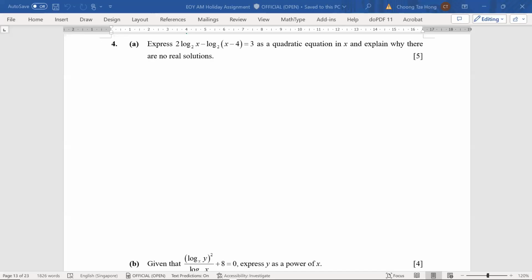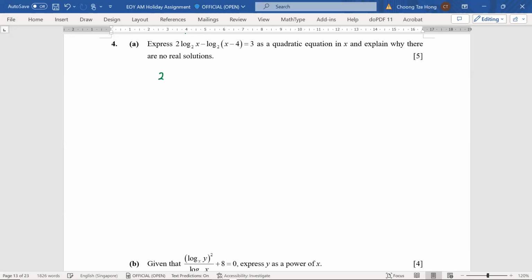Hi students, in this video I'll be going through the 2014 O-Level Paper 2 question 5. Okay, so let's start by looking at part A of the question. We're asked to express 2 log 2x minus log 2(x minus 4) equals 3 as a quadratic equation in x, and then go on to explain why this particular equation has no real root.